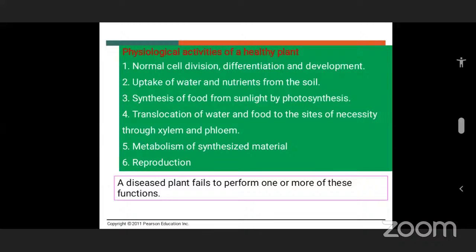Sir, there is a question from Bhagyalakshmi. Why is leaf rust known as brown rust?